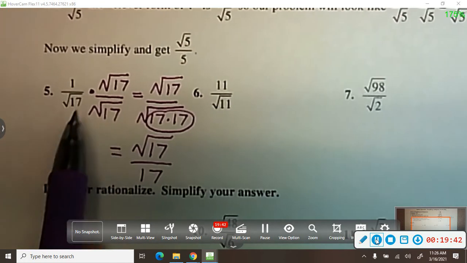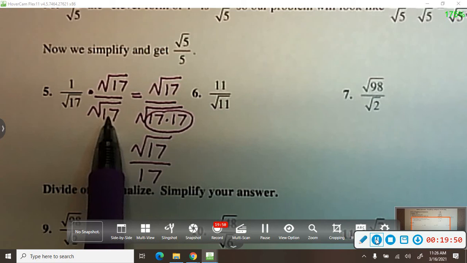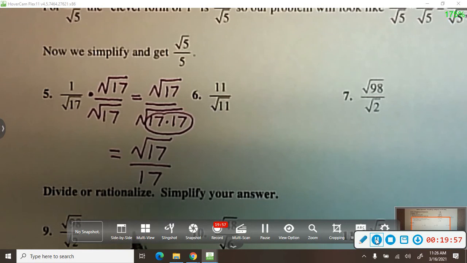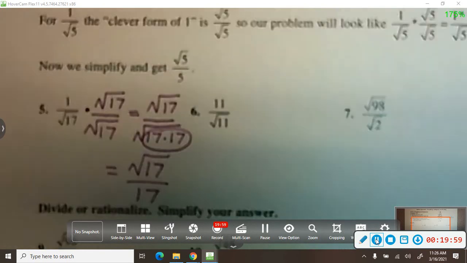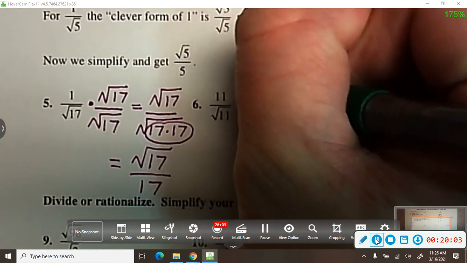So long story short, whatever's here, you multiply numerator and denominator by, and the square root of something times the square root of the same thing, the square roots cancel. So then you just get 17. So I usually skip the second step. So I'll show you real fast number 6. So you multiply this by square root of 11 over square root of 11.